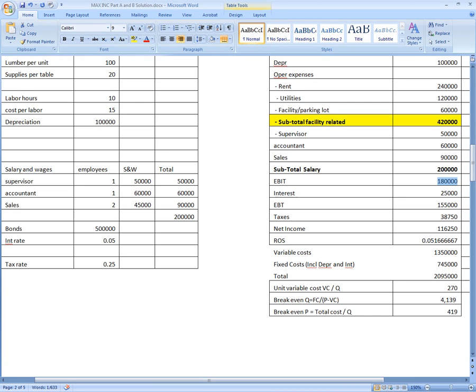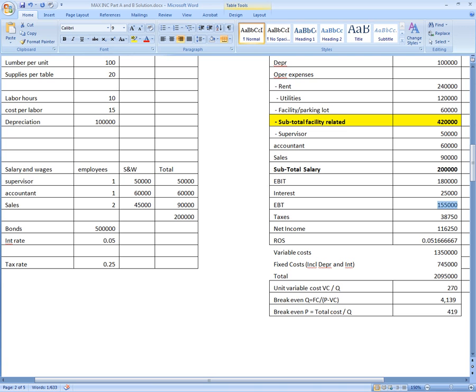Then we have the interest expense of 25,000, so we plug that in. Now we see how much we have left before we pay taxes, or earnings before taxes, which is EBT, and that is basically this cell will be what we had over here. Now we subtract the interest from it, and we are left with this number. Then we pay taxes.